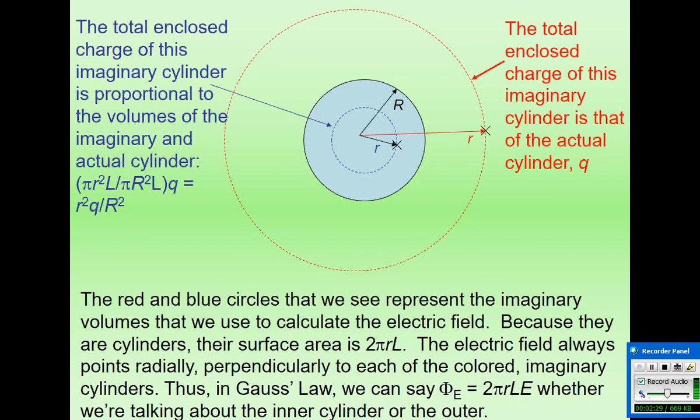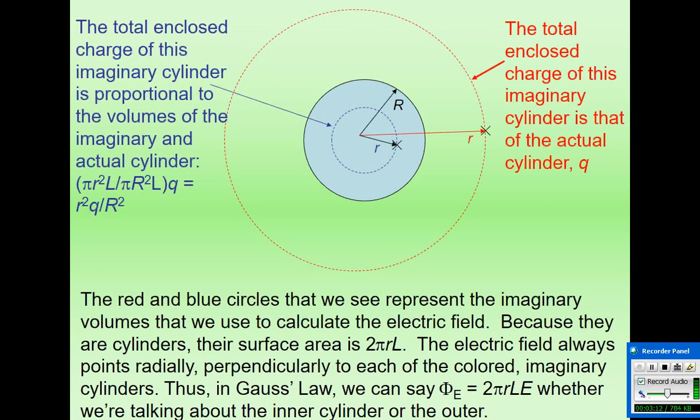Of course, our imaginary volume reflects the symmetry of the situation. We have a cylindrical distribution, so we are going to imagine a cylindrical shape that happens to be centered along the central axis of the actual cylinder. One of these imaginary cylinders is represented by the red dashed circle. That's really the cross-section of a three-dimensional cylindrical surface. And within the volume of this imaginary cylinder lies the entire volume and the entire charge of the actual cylinder.